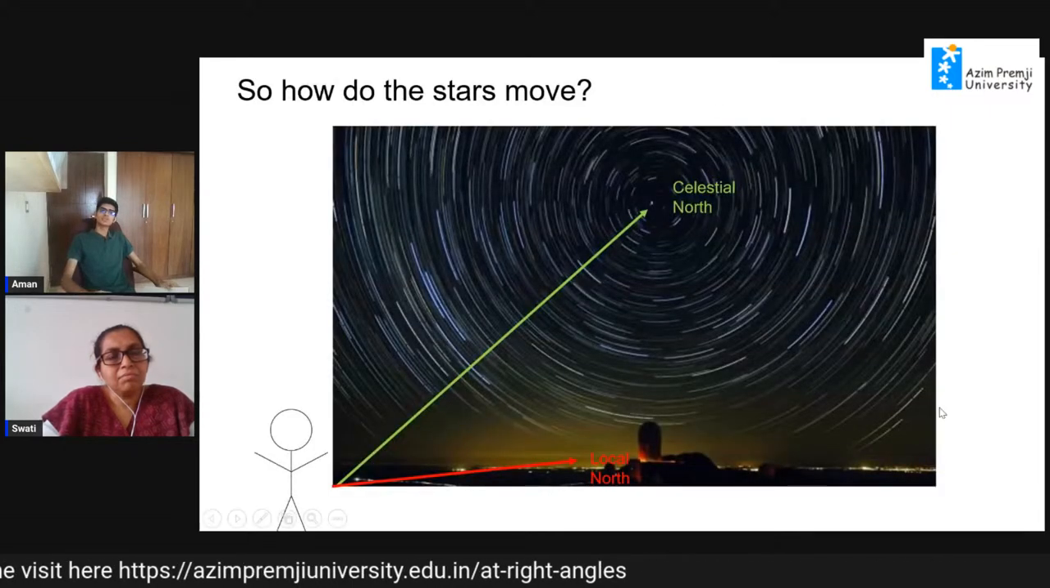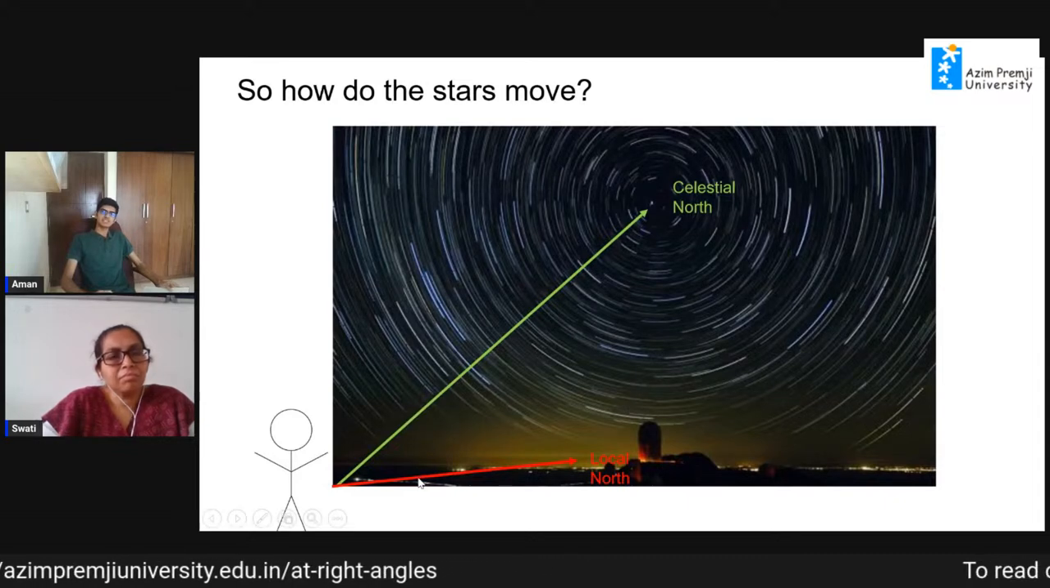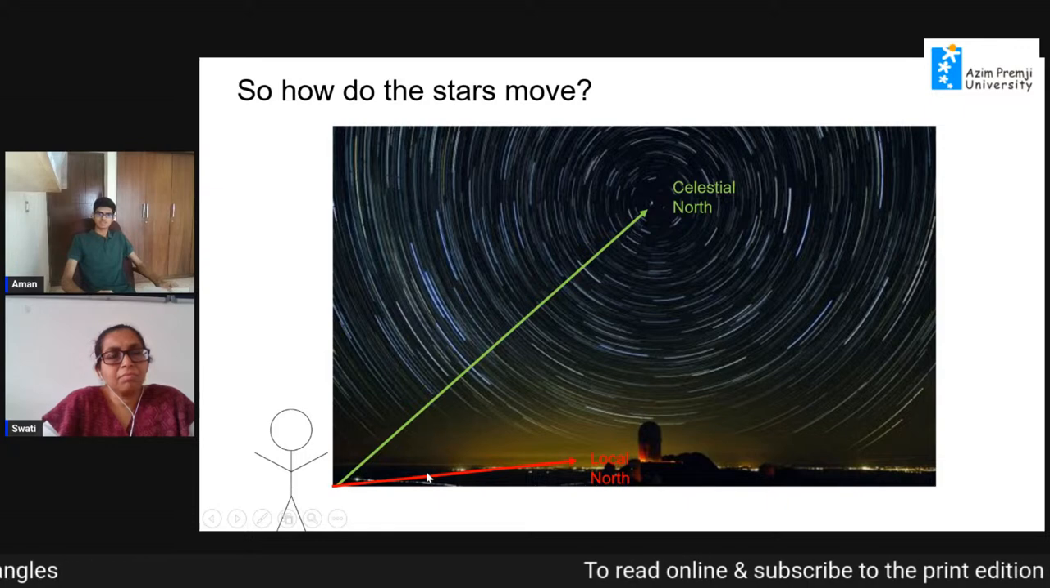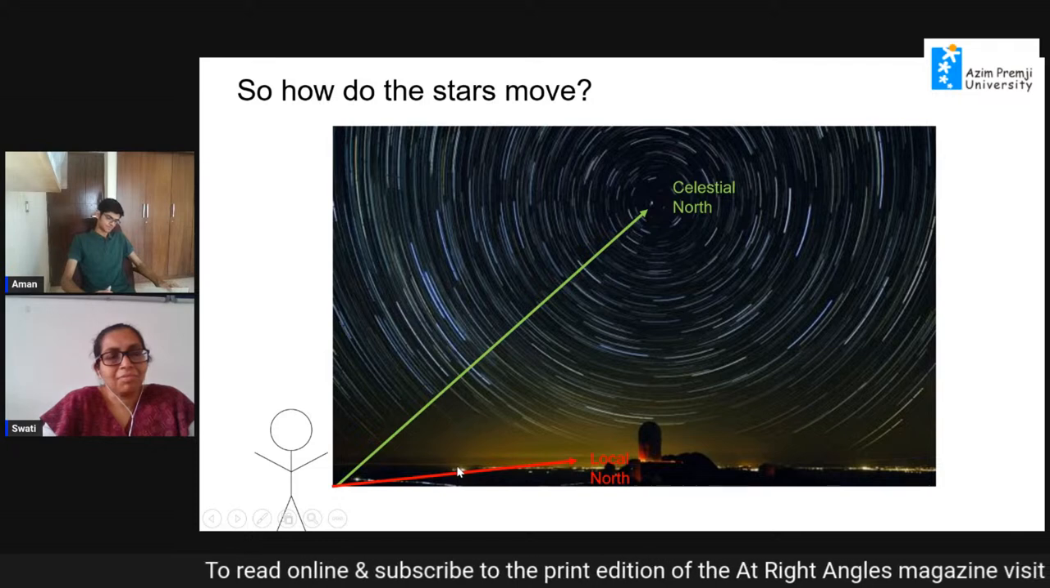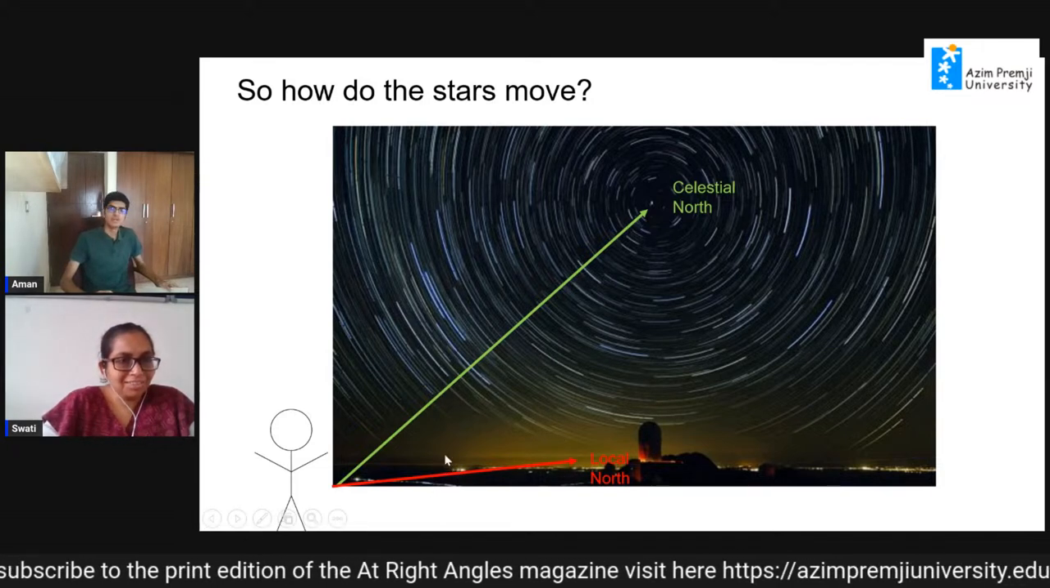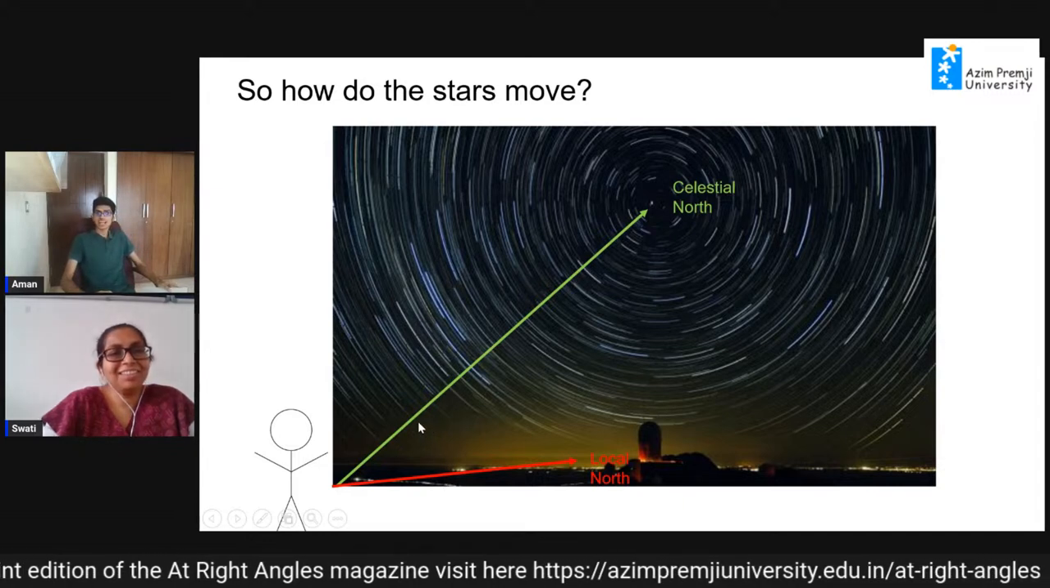So the question is, what is this angle between celestial north and local north? So maybe by now you have a guess as to what this angle would be. It seems to increase with latitude. Yes. So this angle is actually the latitude.